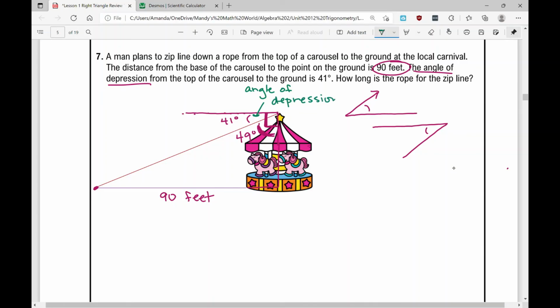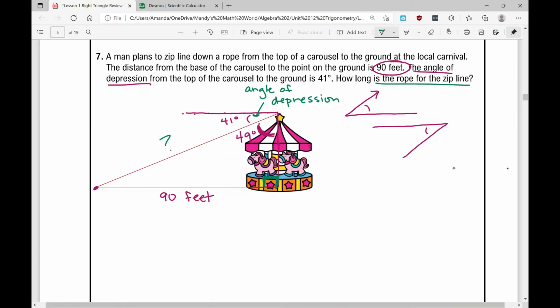The question says, how long is the rope for the zip line? So we're looking for the length of this side. As you can see, this is my right triangle. I'm actually going to erase this up here so that doesn't confuse you. So here's my right triangle. We're looking for the length of the hypotenuse. We know this angle over here, we know the length of this leg, and we're looking for the length of the hypotenuse.